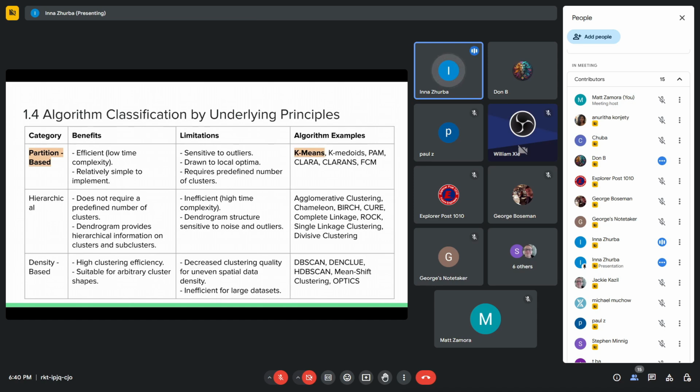But of course, it has limitations that can be overcome. The algorithm by itself is pretty sensitive to outliers. It can also be drawn to local optima. We'll see how we can address that. And then it requires a predefined number of clusters, which we've already mentioned, hence the K in k-means.